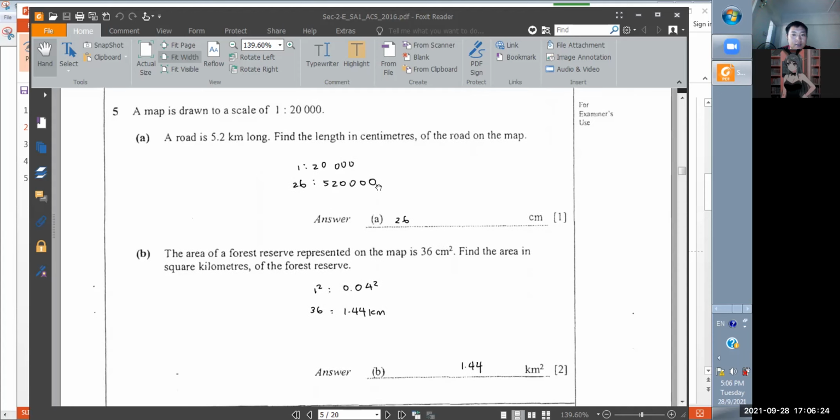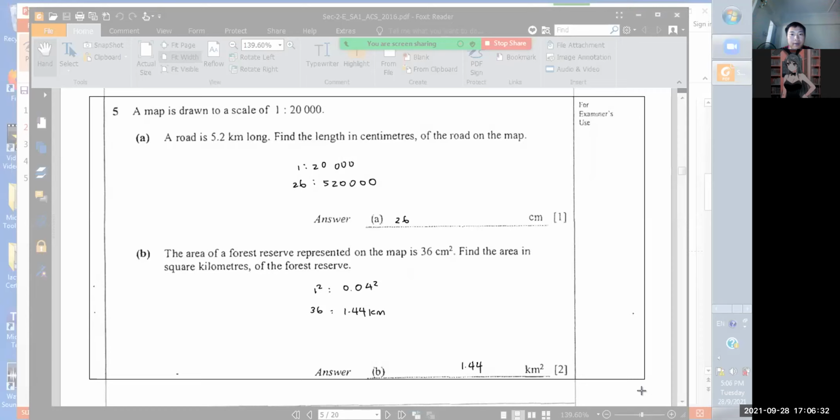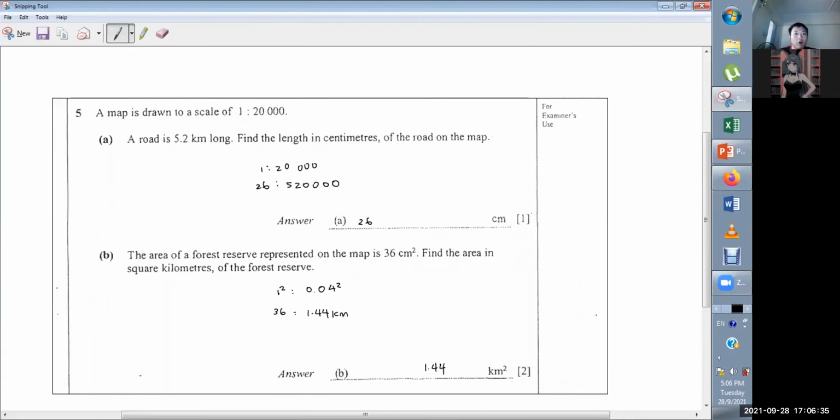Yeah, this is the kind of question we keep talking about. Let me just help you check on it. And while I'm helping you to check on it, please pay close attention. Make sure you score for this question.